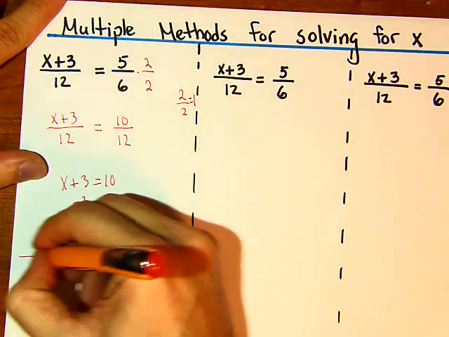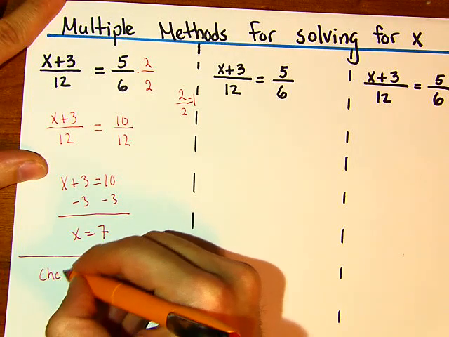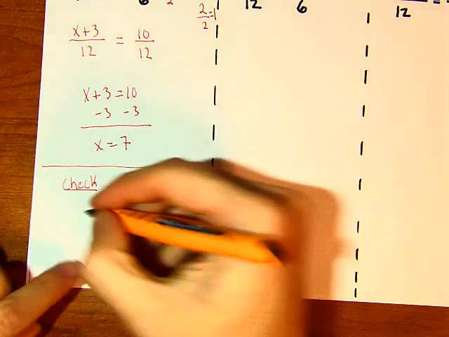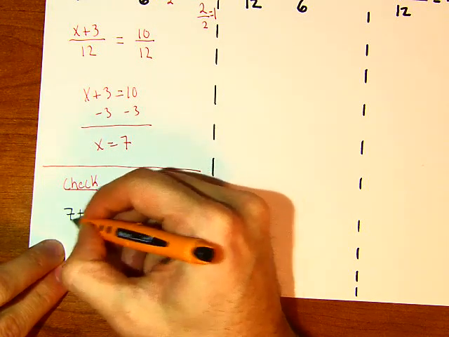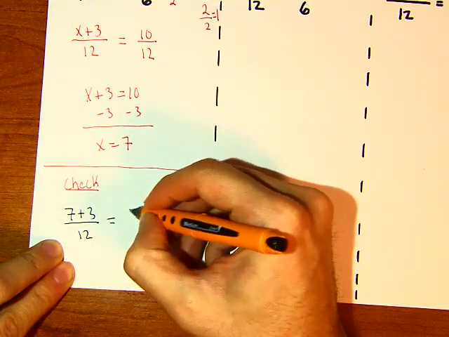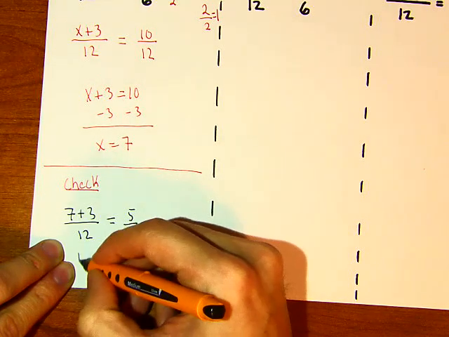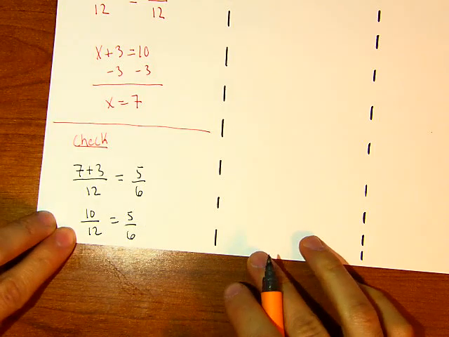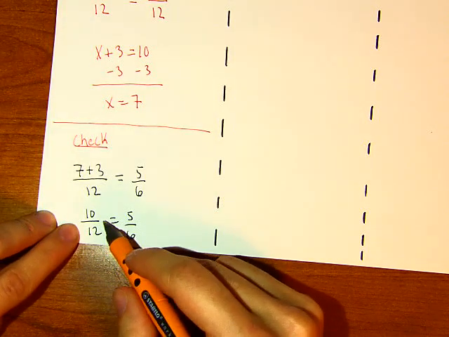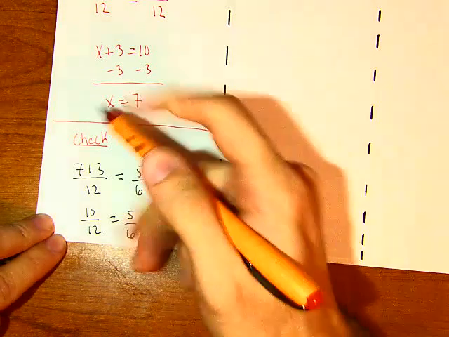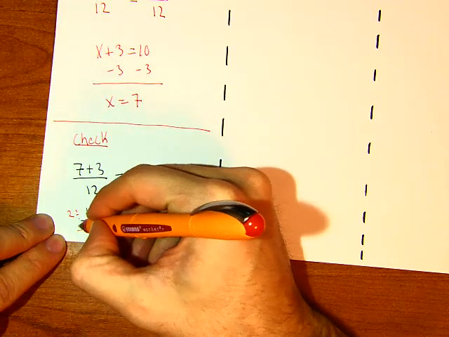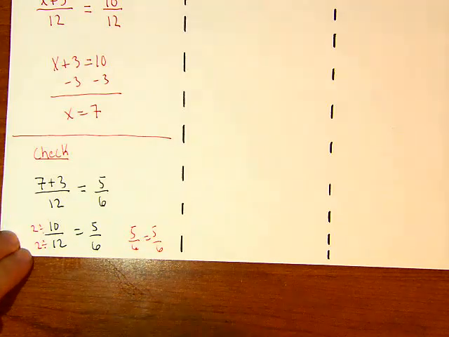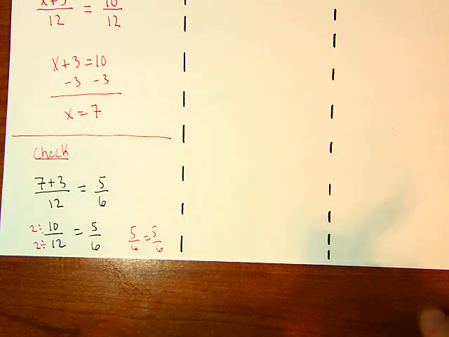And if you check it, let's just check real quick. 7 plus 3 over 12 is equal to 5 over 6, right? So 10 over 12 is equal to 5 over 6, right? And that is true. You just divide this by 2, divide this by 2, right? You're just simplifying this, divide this by 2, divide this by 2. And then you get 5 over 6 is equal to 5 over 6. Okay, so this works.